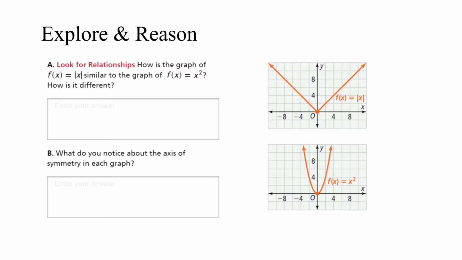Well, they're similar because both graphs are drawn in the first and the second quadrant. They're also similar because the minimum point of both graphs is the origin. So they both have the origin in common. How are they different? The absolute value graph is made of two rays having the same endpoint, which is this origin right here. And those two rays are parts of a line, which is straight. But this graph right here is made of parts of curves.